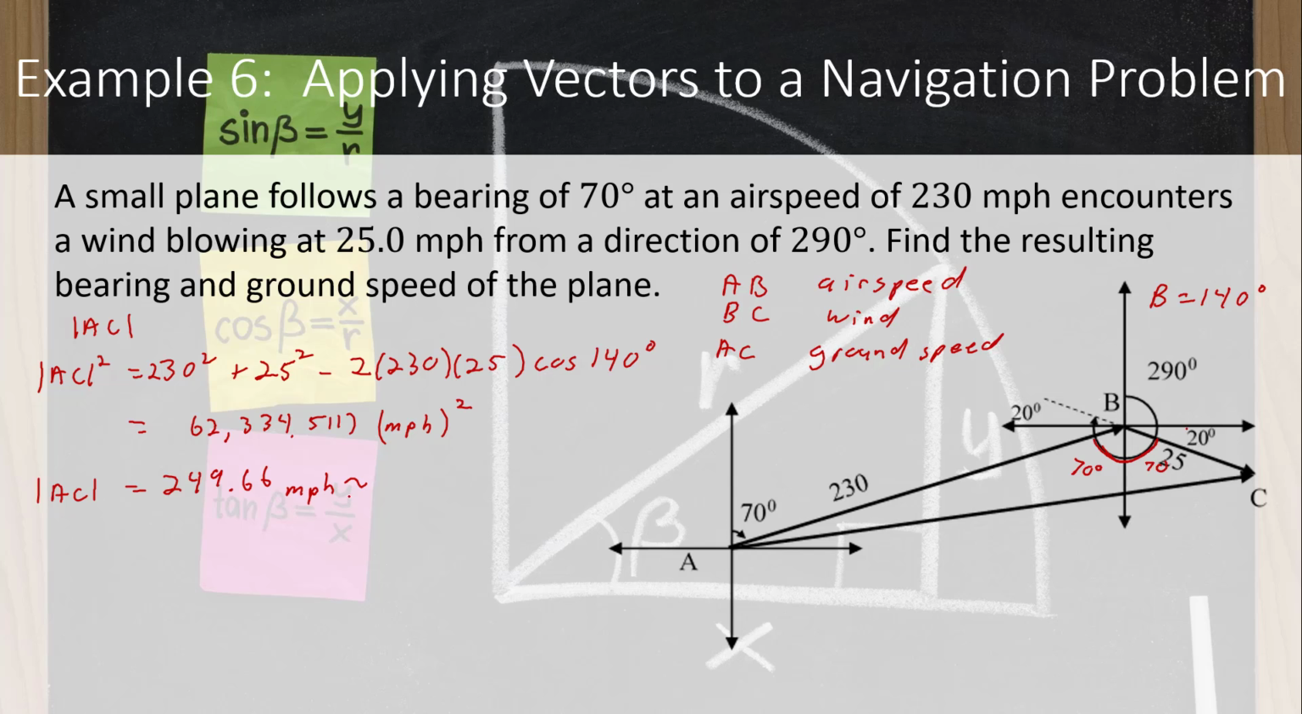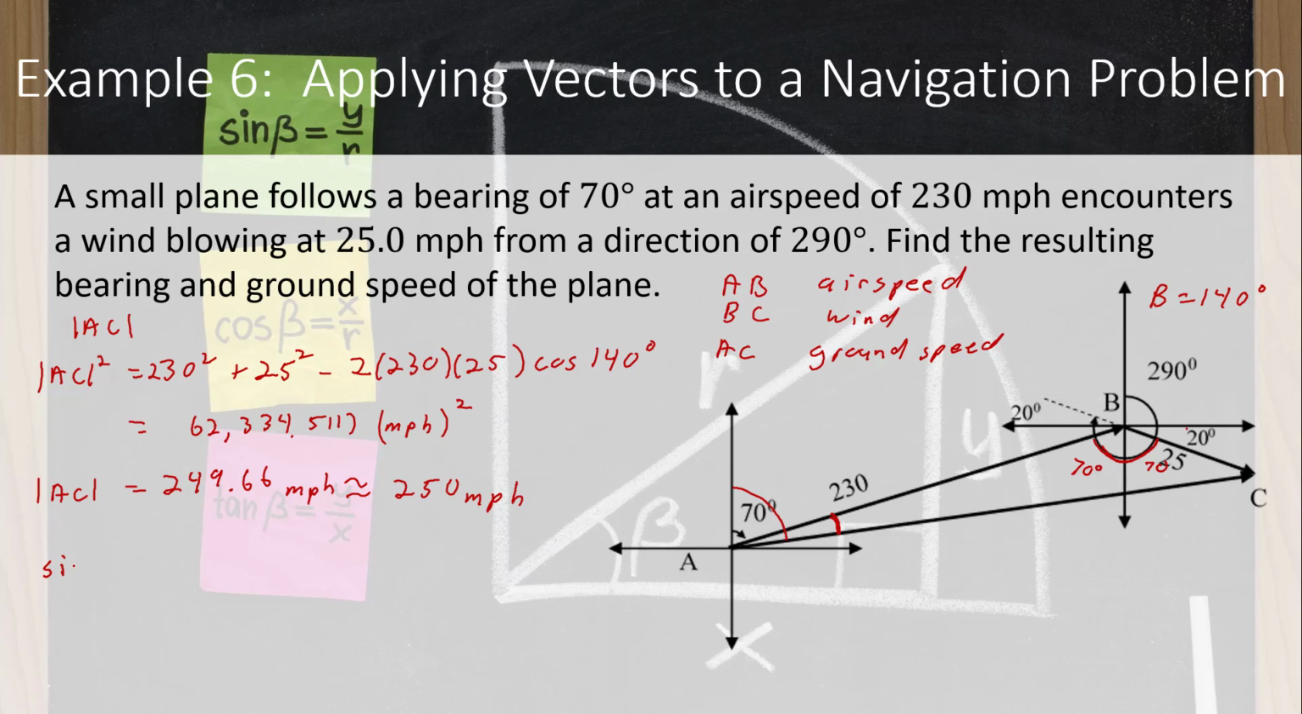And for our answer, we will probably want to round that to 250. For our intermediate calculations, we probably want to use the 249.66. Because we have one other thing we need to figure out. We need to figure out the bearing of the ground speed, which is the angle from north to the vector of the ground speed. And that's going to be 70 plus whatever angle this is. Well, that is A, and we can find that using the law of sines.